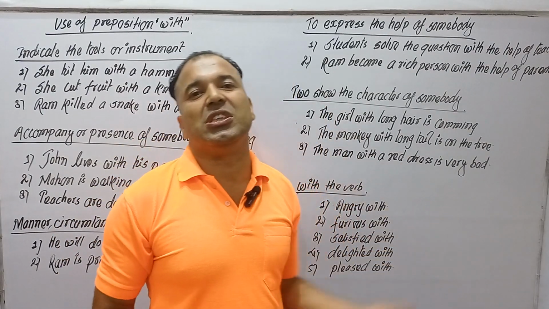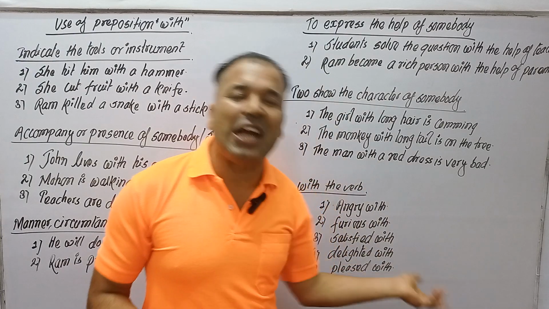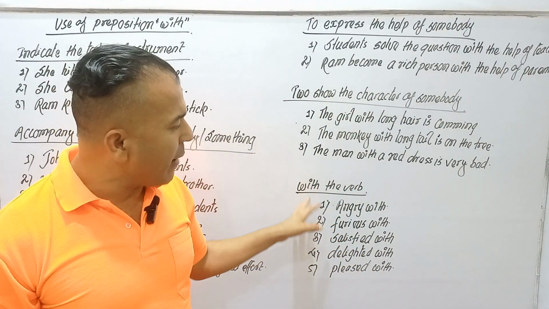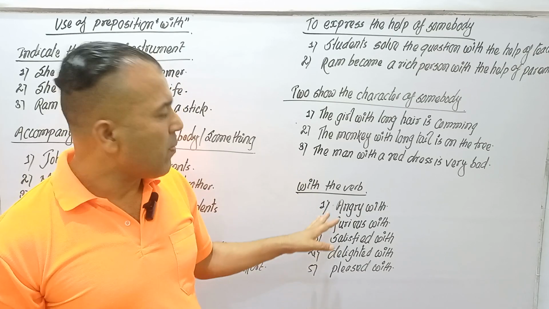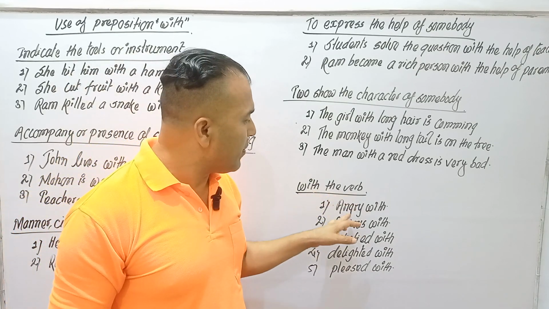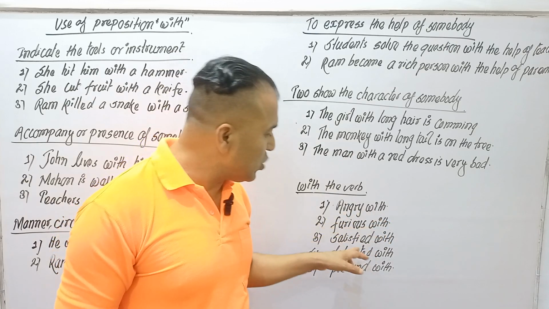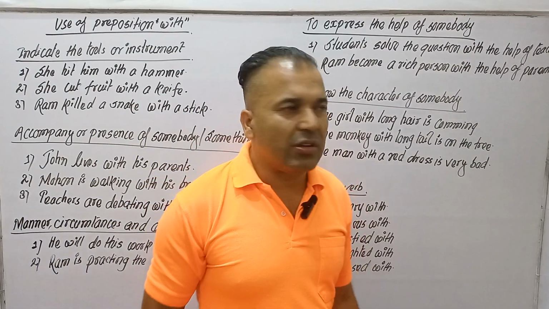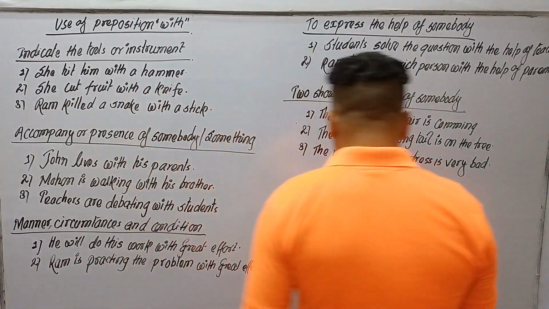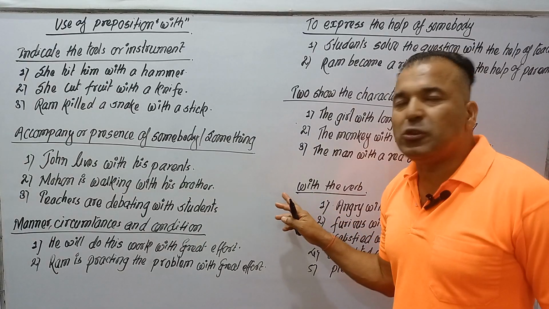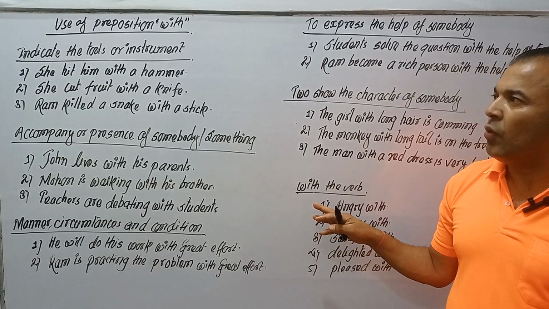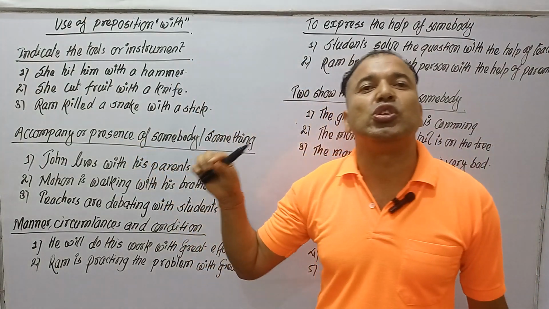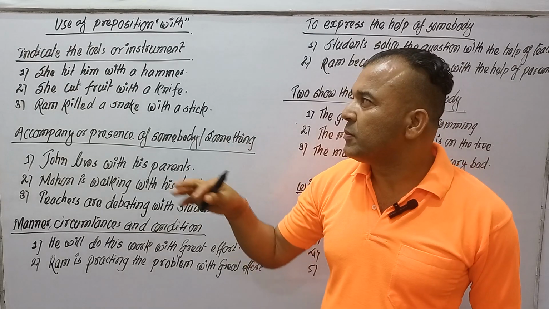I'm very pleased with him. I'm very delighted with him. In this condition, we have to use with the verb: angry with, furious with, satisfied with, delighted with, and pleased with. In this condition, we have to use the preposition with.